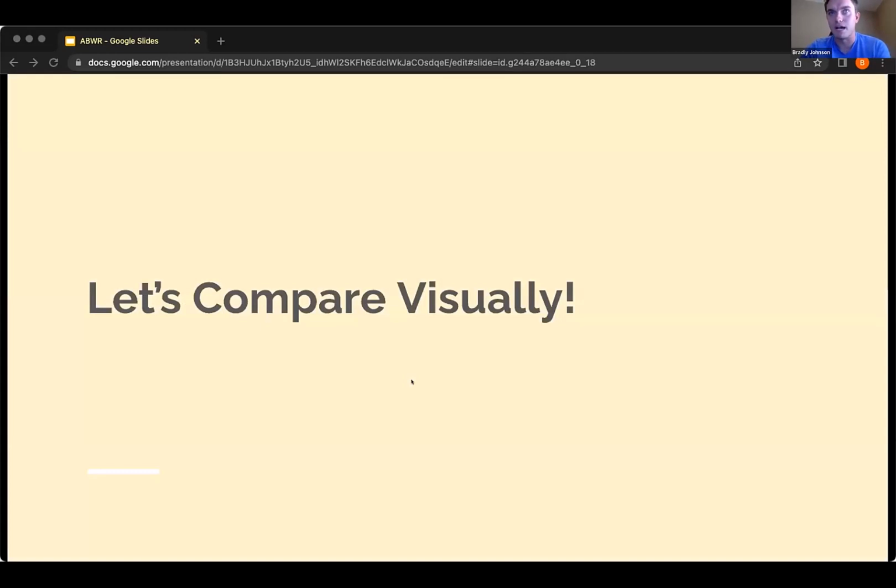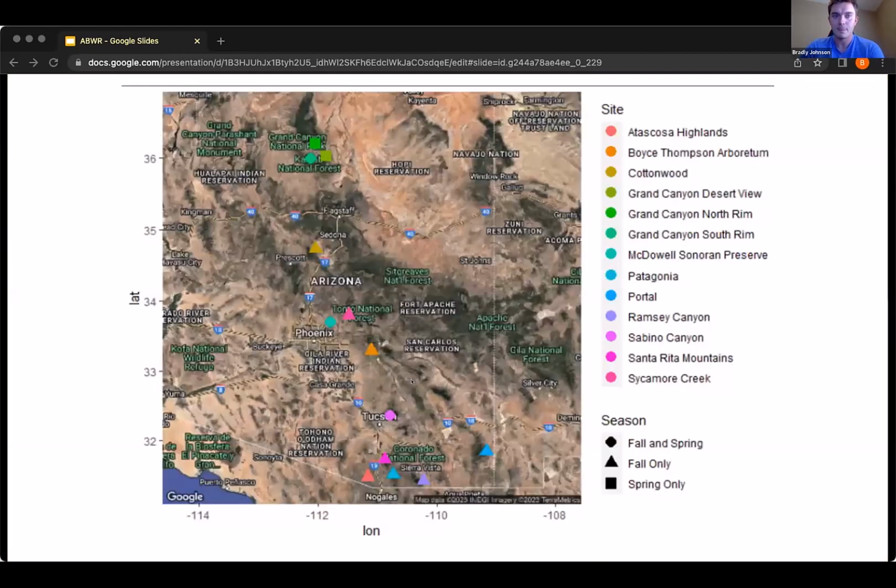So now that we have a little background about the models, let's just do a little comparison visually, so that way it's just a little easier for everyone to understand. Here's the site map showing the 13 different sample sites, just so you can get a little visualization of the diverse ecosystems in the data set.